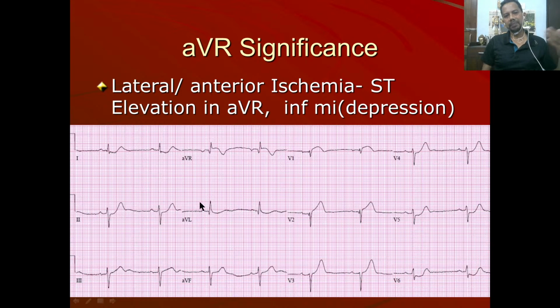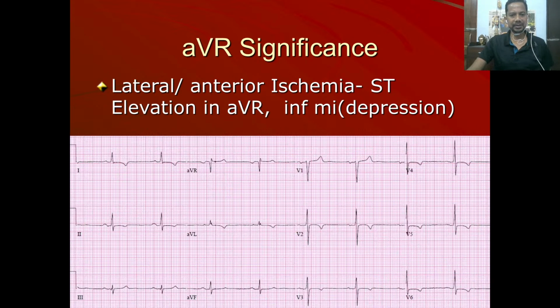In AVR there will be ST depression when there is infarction of the inferior wall, leads 2, 3, AVF, when they are showing MI changes. Again, there is ischemia in the lateral walls. Look at AVR, there is elevation. Elevation can be concavity upwards or convexity upwards, so both ways it is significant.